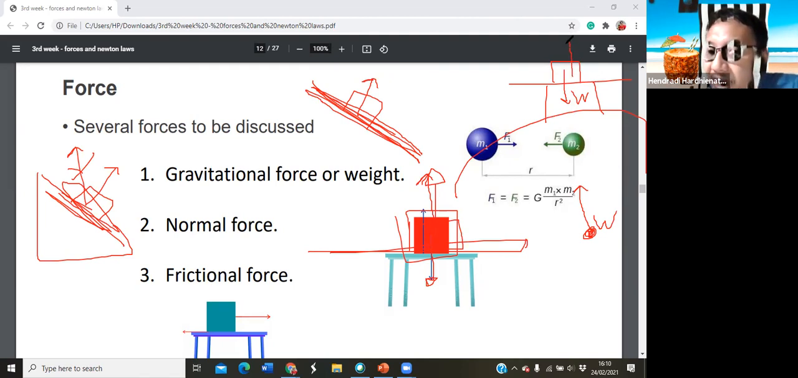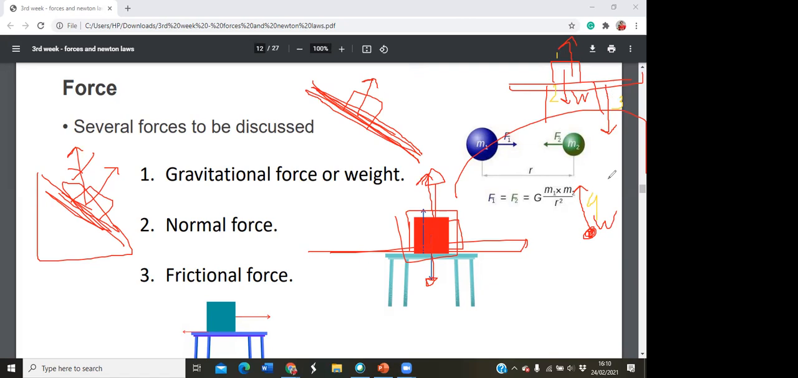And the normal force also has a couple. Where is the couple of the normal force? Working on the table, right? What happened on the table? The table is pressed downward. Ditekan ke bawah, right? So how many forces do we have here? One, 2, 3, 4, right? How many couples? One or two couples? Two couples, right?